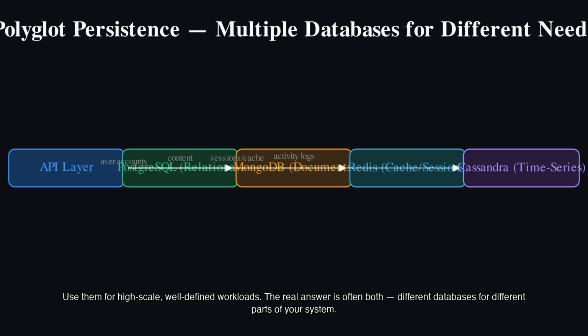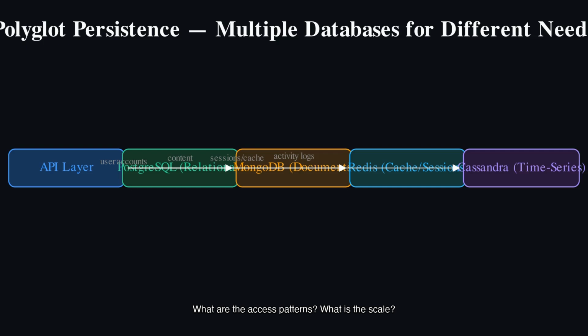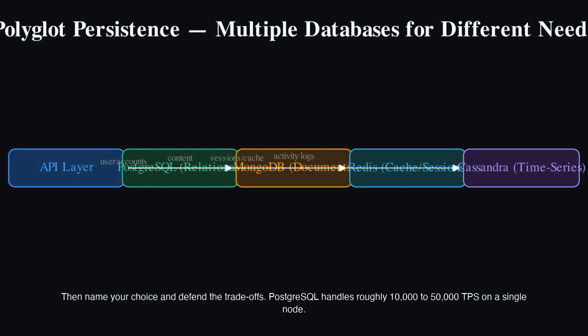When asked, "What database would you use?" in an interview, ask 3 questions first. What are the consistency requirements? What are the access patterns? What is the scale? Then name your choice and defend the trade-offs. PostgreSQL handles roughly 10,000 to 50,000 TPS on a single node. Cassandra handles millions of writes per second across a cluster. DynamoDB delivers single-digit millisecond latency at any scale. These numbers belong in your answers.